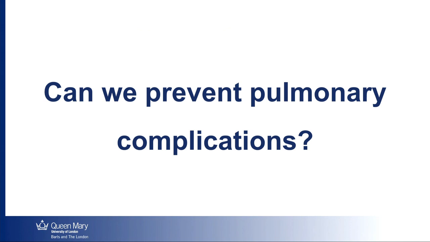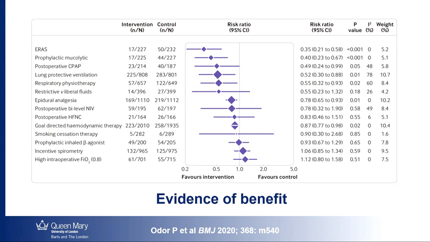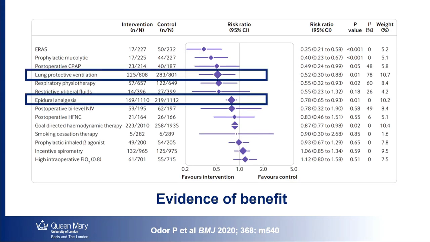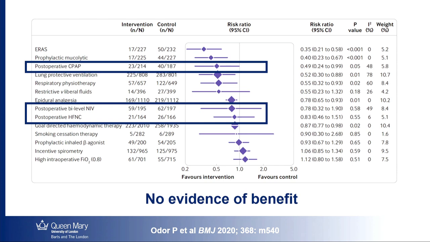So can we prevent pulmonary complications? I'm not going to go into any detail on this, but just to say that there are a lot of candidates out there. There are various interventions where there's good evidence of benefit now, such as lung protective ventilation and epidural analgesia. We can debate the strength of that evidence, but there's evidence of benefit for those kinds of interventions. There's no evidence of benefit for things like postoperative CPAP as a routine treatment for all patients, or postoperative high flow nasal oxygen and so on. That has a lot to do with the blanket use of the intervention rather than picking somebody who's already in respiratory failure and offering it to them. It's about preventive use rather than treatment.